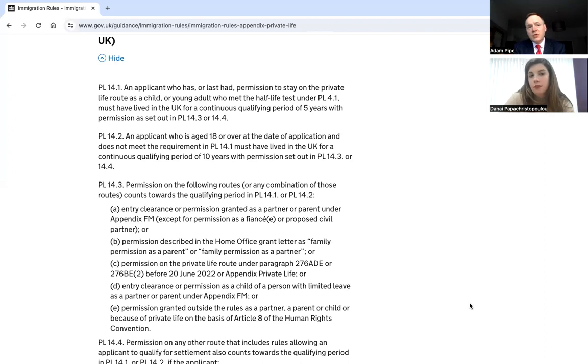So are you saying they would have to make an application for leave under the private life rules first before they could apply for settlement? Well, technically, yes. Technically, they don't meet these requirements. So absolutely, the safest option would be to switch to the private life route. And once you have the decision that says private life rules, and you meet the other requirements for settlement, you make an application for settlement. But of course, that means time and also money.